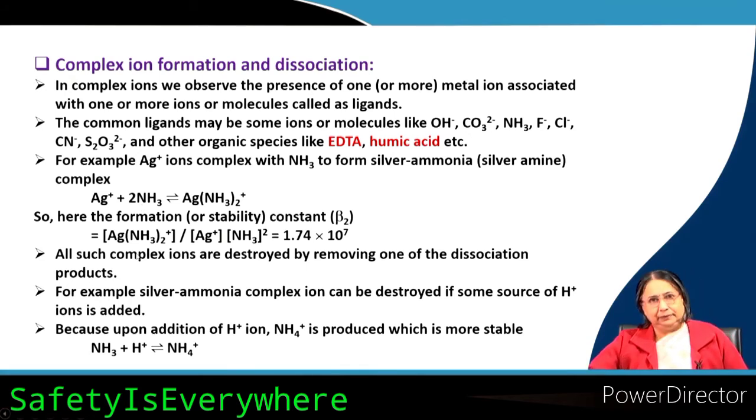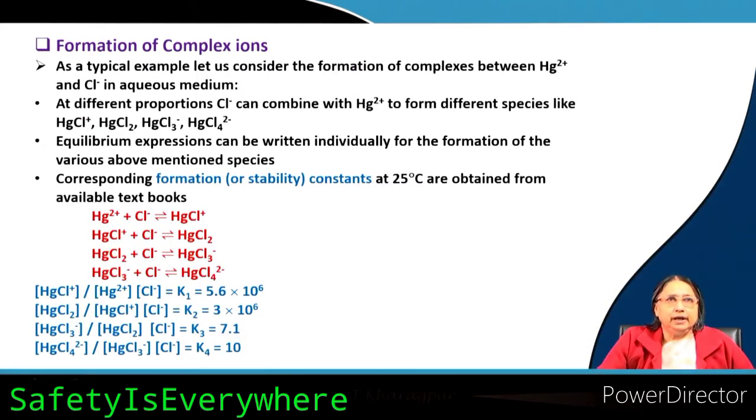So, this is the concept actually. Now, formation of complex ion. What is the complex ion? It is shown here as a typical example. Let us consider the formation of complexes between mercury 2 plus and chloride.